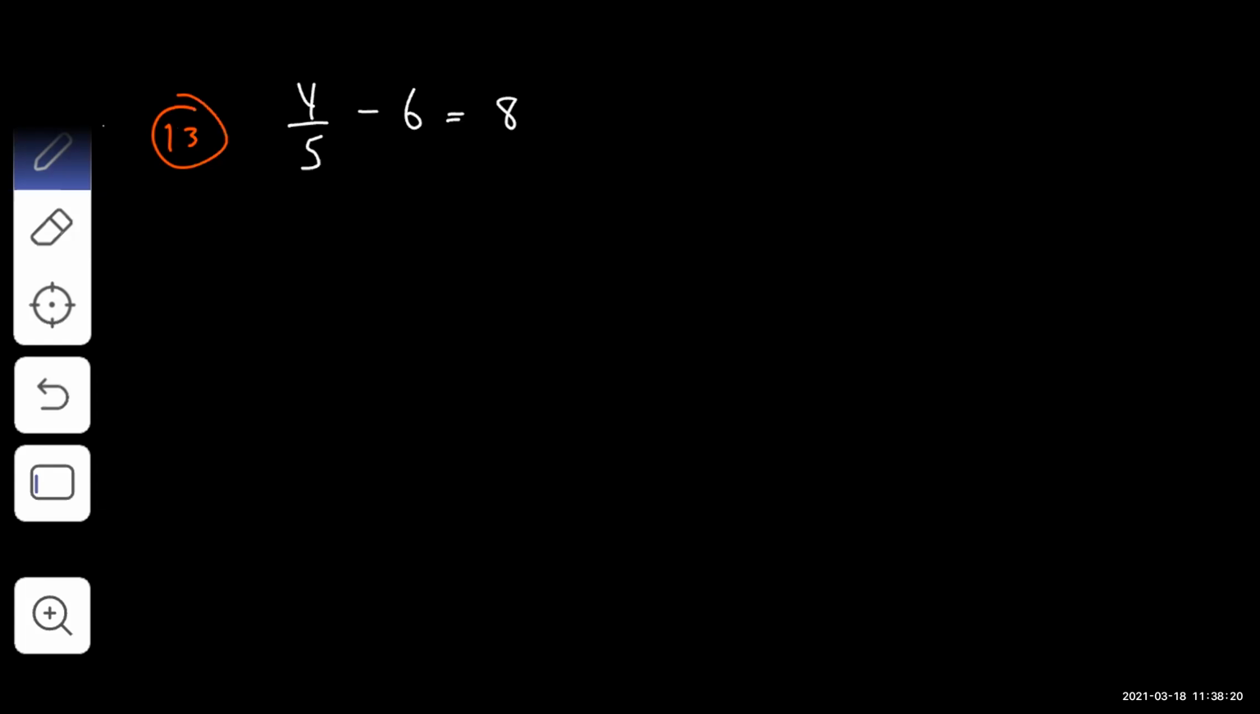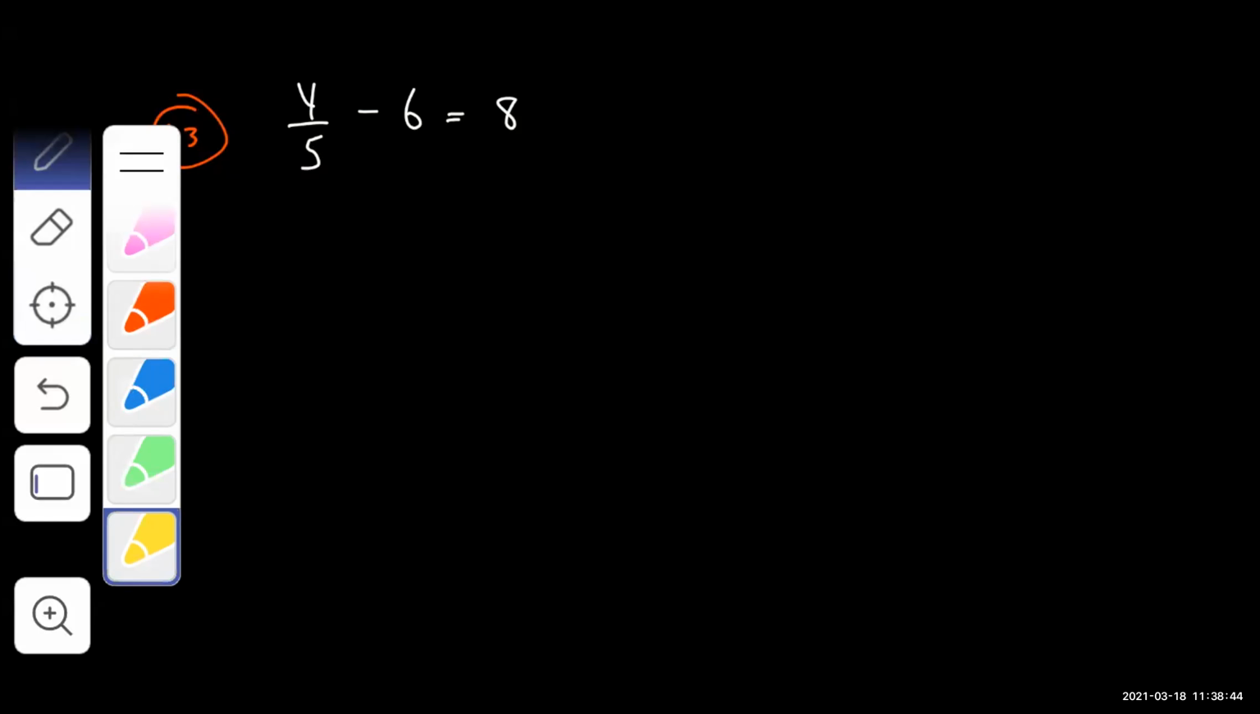Keep in mind your goal: variable terms on one side, and numbers, the constant terms, on the other. Take a look at what I have here, y over 5. I need to know what value of y, divided by 5 and then minus 6, gives me 8. Mentally, I don't know what it would be.